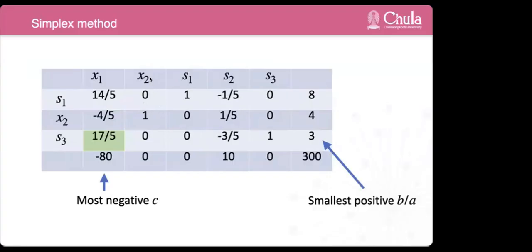You see the second column. Now it's 0, 1, 0, 0. Also pay attention to the very first column. In the very first column, I replace S2 with X2 already, to remind ourselves that X2 is our basic variable in this round.